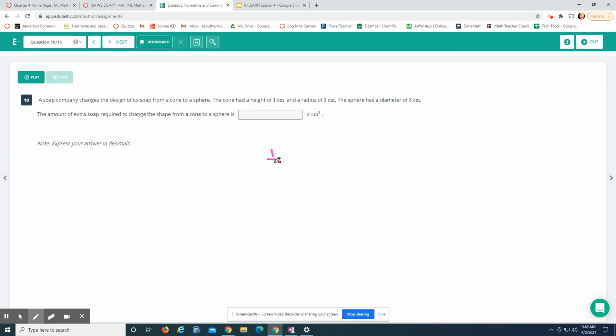The volume for a cone is 1/3 pi, but you're not going to use that, times the radius squared, in this case 3, times the height of 1. For a sphere, it is 4/3 times pi, you're not going to use that, times the radius cubed, which in this case is 3 cubed. And then you're going to subtract, and that'll be your answer.